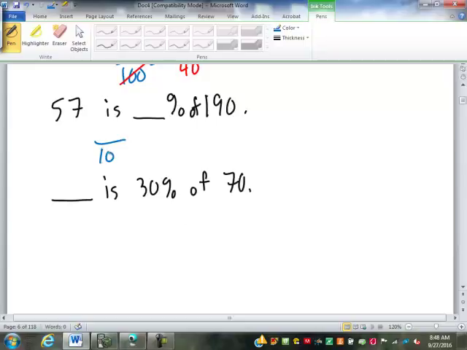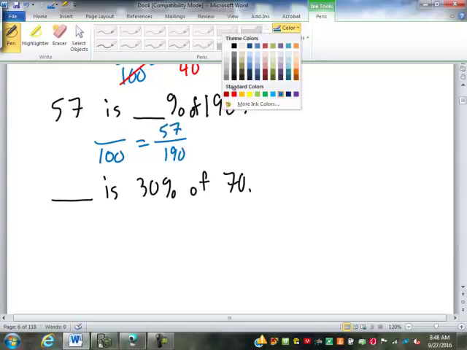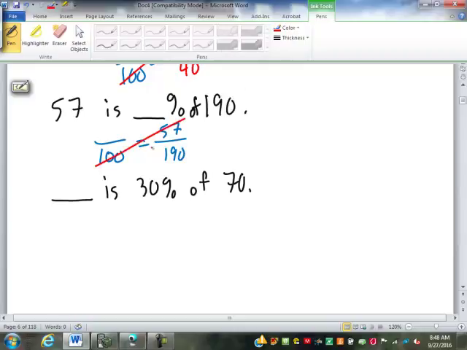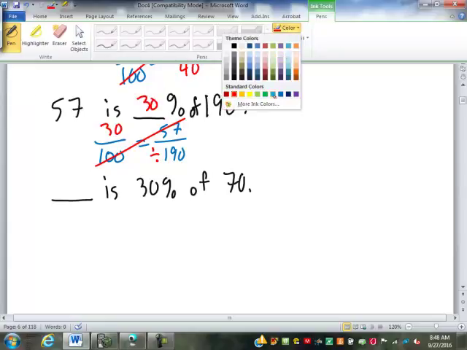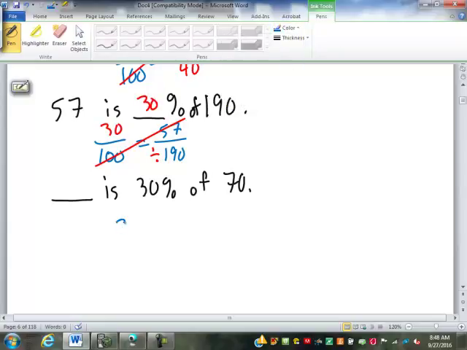Any questions? Okay. Blank percent, so blank out of 100. Which one goes on top, 57 or 190? 57, so the 190 is on bottom. If we cross multiply and divide, 100 times 57 divided by 190 is 30, so 30%. 30% is 30 out of 100. Where's the 70 go, top or bottom? Bottom. Cross multiply and divide, 30 times 70 divided by 100 is 21.